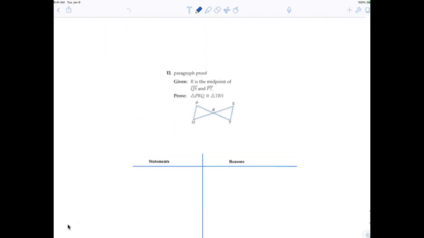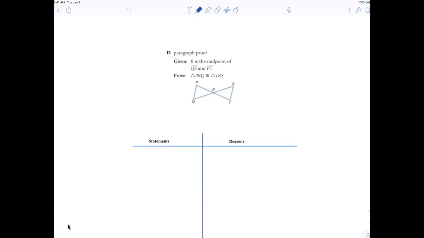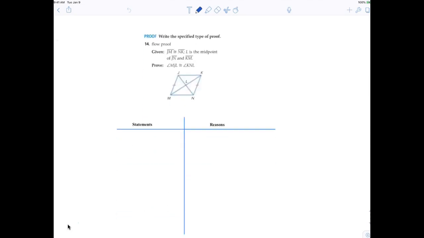All right, so here we go. I'm assuming this is where we left off then, right? 13. Do I need to go over 13, or is everybody pretty comfortable with 13? Does anybody have any questions with 13? Going once? Nobody. All right, that's good. I'm kind of happy about that. Let's check out the next one.